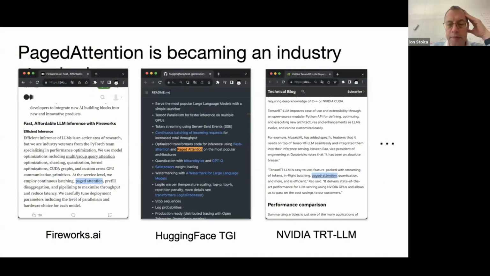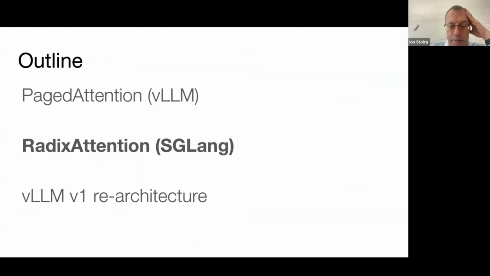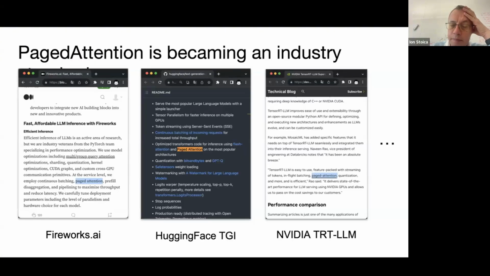So PagedAttention has been quite successful, has been used by many, it's actually in virtually every inference engine today for large language models. Okay, any question?